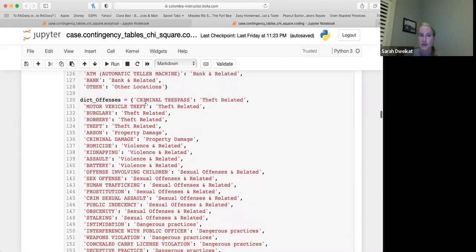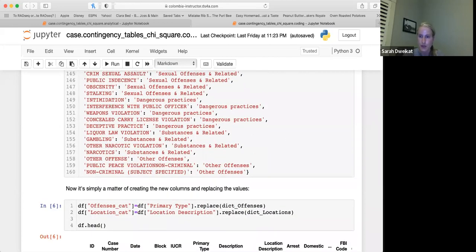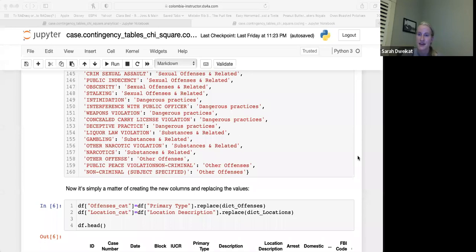And we did the same thing for our offenses. We call these theft related if it was a burglary, a robbery, a theft, motor vehicle alert. So this is the way that we have made those other categories we talked about in the last lecture. So we made this dictionary. There's a question about whether you could use Excel, possibly, if you wanted to copy and paste that text, or you could write it in a Word document and copy it into Jupyter Notebook.